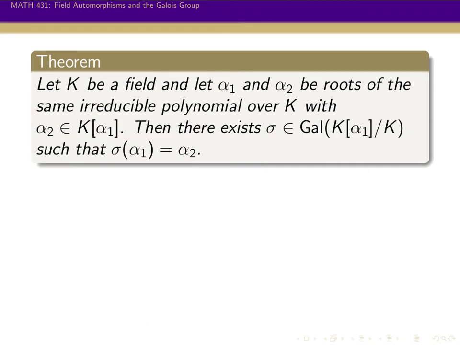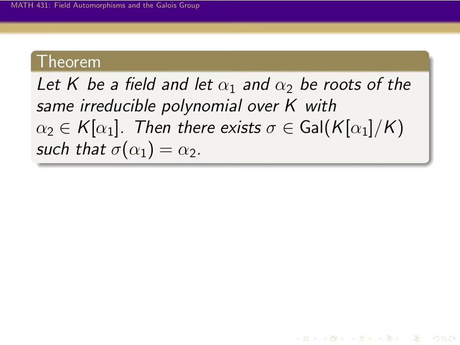Okay, final theorem for this. So we've kind of been talking about what are the properties that elements of the Galois group, that K automorphisms, have to have. Now we're going to do a sort of an existence theorem. And the existence theorem says, let K be a field and let alpha 1 and alpha 2 be roots of the same irreducible polynomial over K. And so this is the same thing as saying that alpha 1 and alpha 2 have the same minimal polynomial, because the irreducible polynomial would have to be the minimal polynomial.